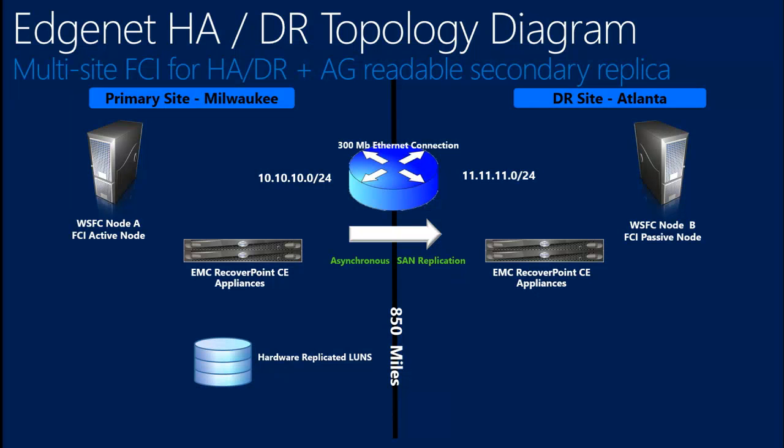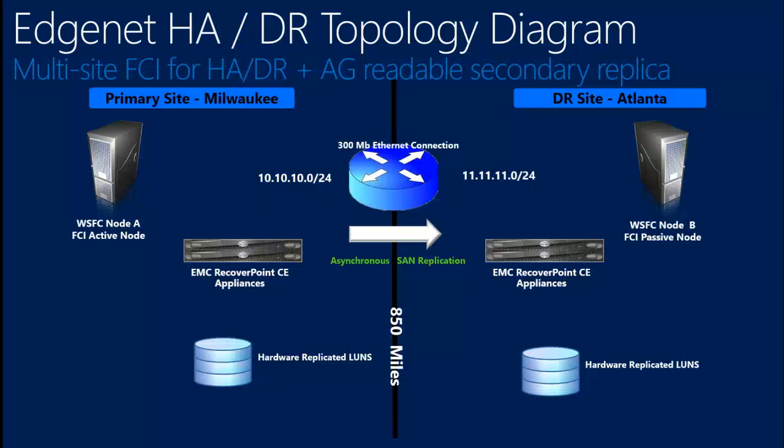So we have asynchronous SAN replication happening from these RecoverPoint appliances from that Milwaukee site to the Atlanta site. Those sites are about 850 miles apart, so it's definitely quite a distance between them. Although the system is asynchronous, even under load, because we have a fairly fast pipe between those connections, the system's usually about 10 to 15 seconds out of synchronization. So the window for data loss is still very low if you would actually have a disaster where the first site would be lost. As you can see from the diagram, those sites are connected with a 300 megabit connection. So that's what's facilitating that.